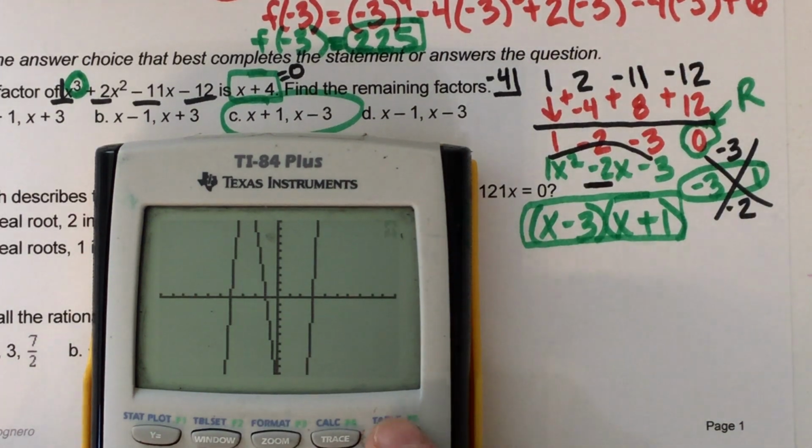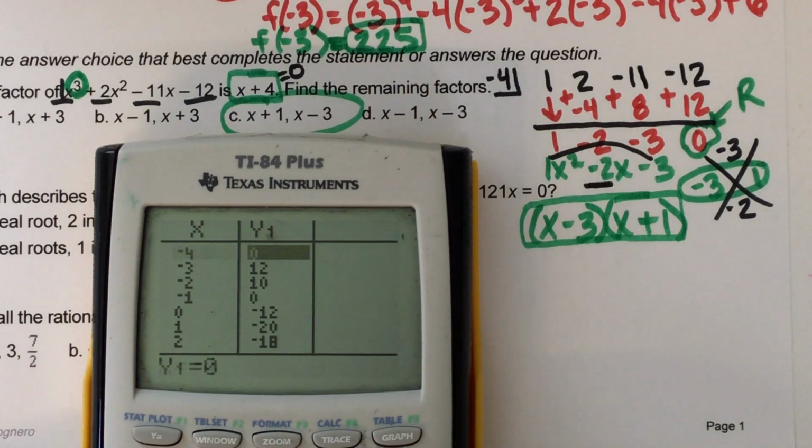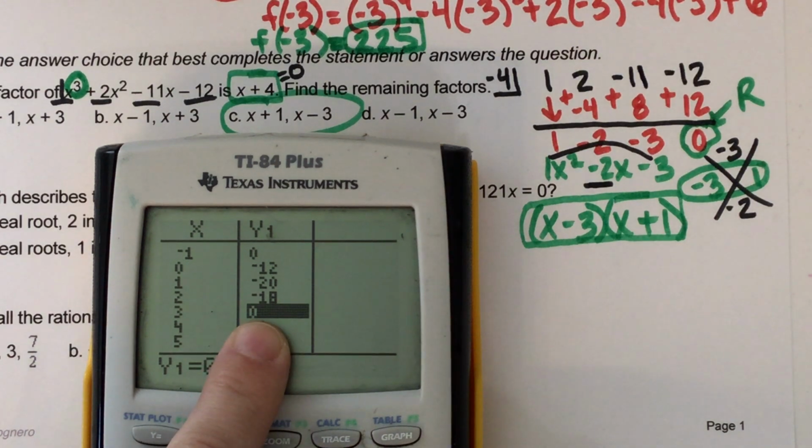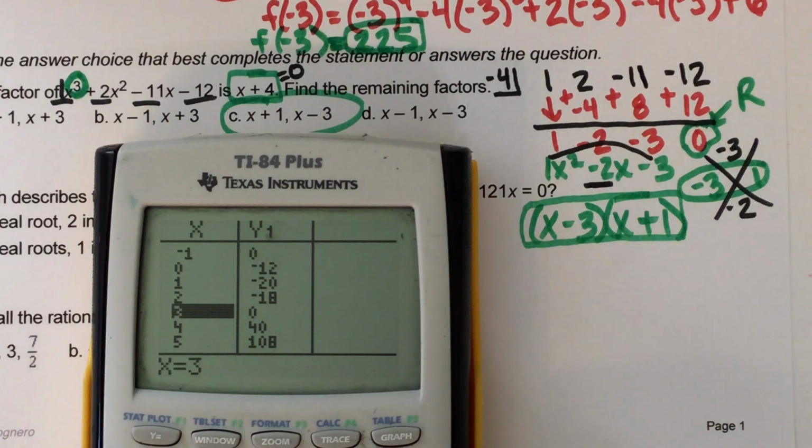Okay, to know for certain, you want to be finding zeros in the y column. And sure enough, negative 4 is an answer. Negative 1 is an answer. And 3 is an answer. So wherever you see 0 in the y column, these are your zeros or your solutions or your roots, however you want to say it. So 3, negative 1, and negative 4.